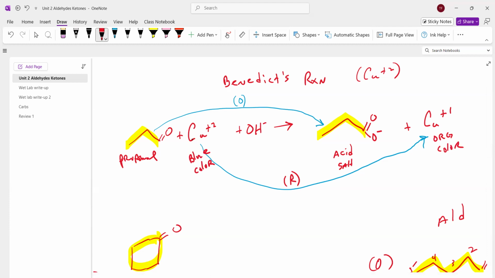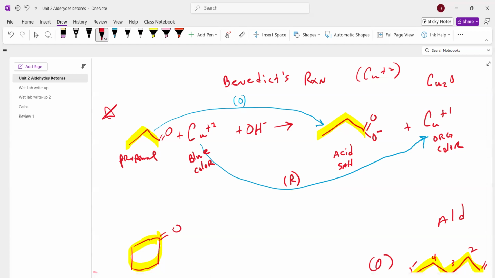And because we are using a Benedict's solution, which is a basic solution containing usually copper nitrate or something like that, we end up making, and the reason why this is orange, we make this oxide, copper oxide, and that copper oxide is what is the orange color. And again, you need to know this.